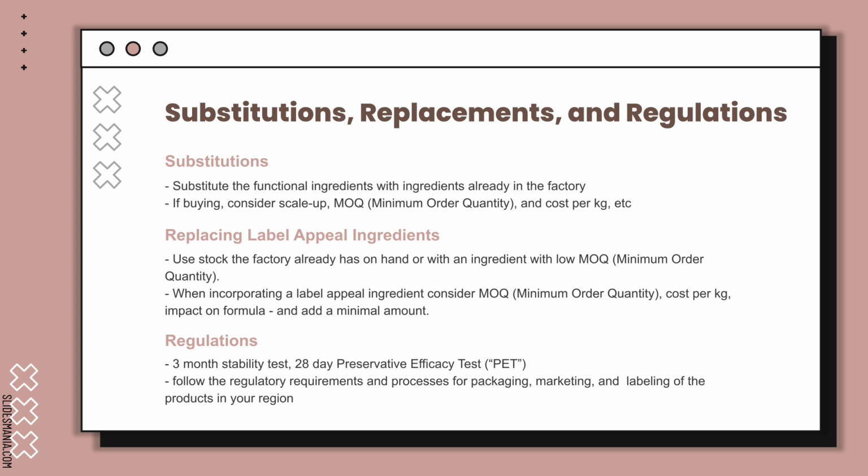For example, emollients and botanical oils can easily be replaced with caprylic cupric triglyceride with no effect on the formula while reducing cost. Should you choose to incorporate label appeal or hero ingredients for marketing purposes, bear in mind factors such as MOQ, cost, impact on formula, and add a minimal amount.